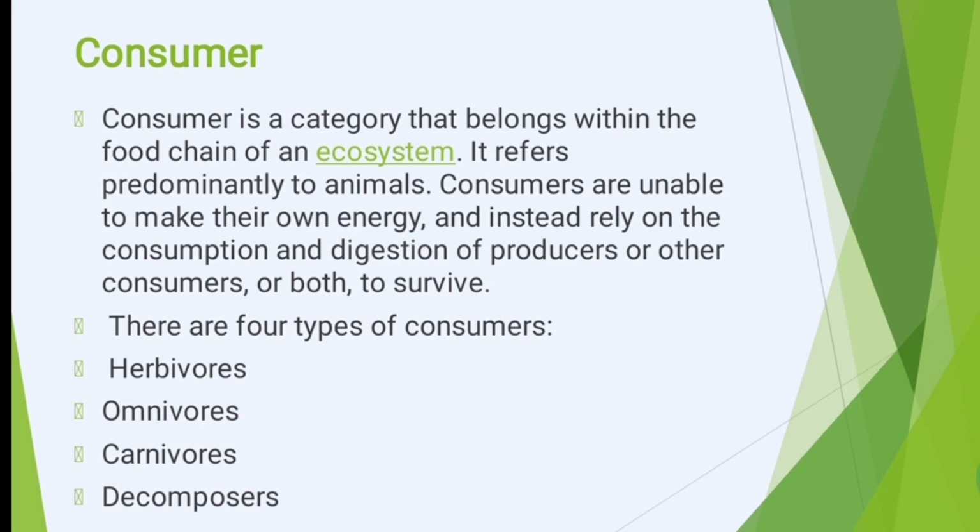Consumers. Consumer is a category that belongs within the food chain of an ecosystem. It refers predominantly to animals. Consumers are unable to make their own energy and instead rely on the consumption and digestion of producers or other consumers or both to survive. There are four types of consumers: herbivores, omnivores, carnivores, and decomposers.